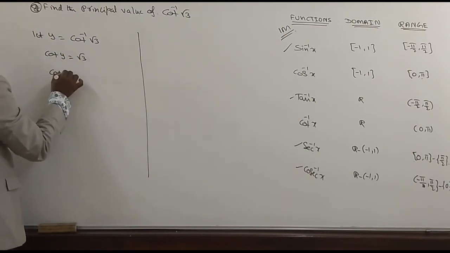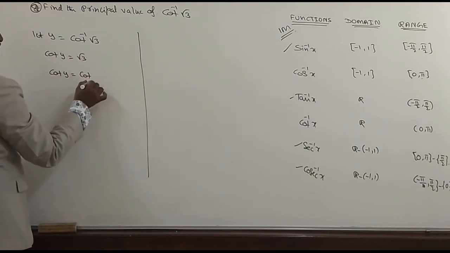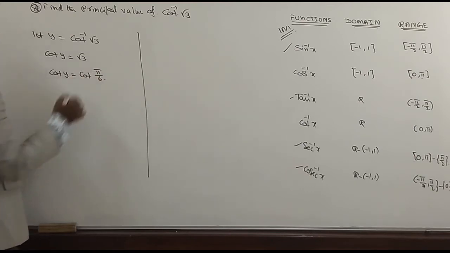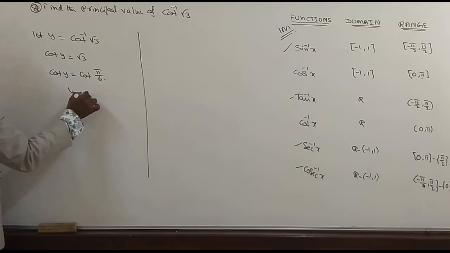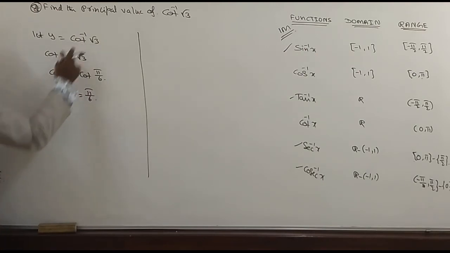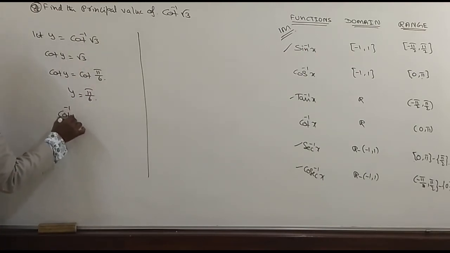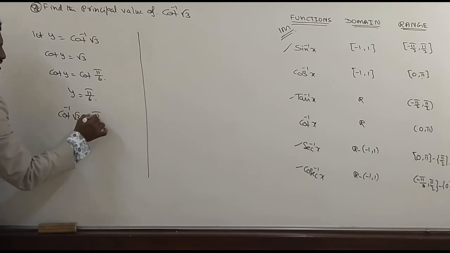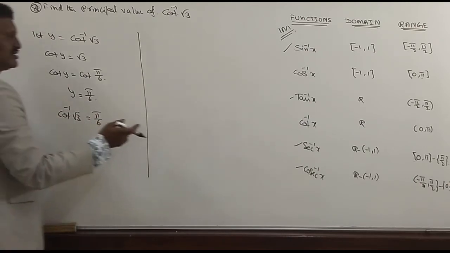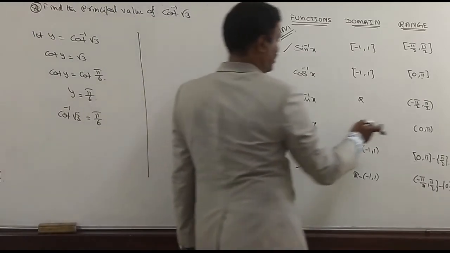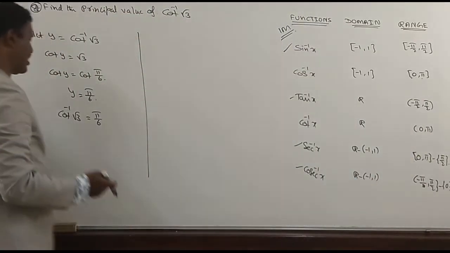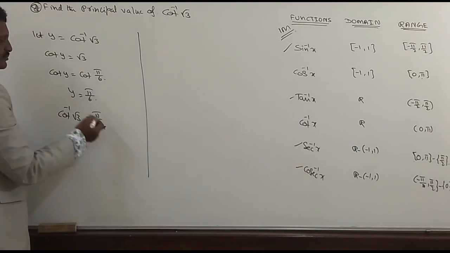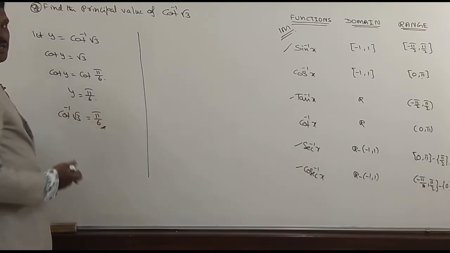Now for cot y, using the trigonometric table, cot pi by 6, 30 degrees, cot 30 is root 3. So what is the y value? Pi by 6. So cot inverse root 3 is equal to pi by 6. Check whether it lies between 0 and pi or not. Yes, it lies between 0 and pi, so it is the correct answer. This is called the principal value.